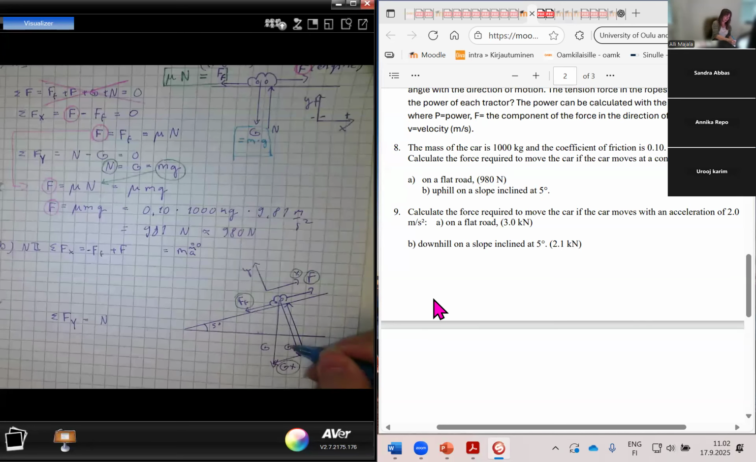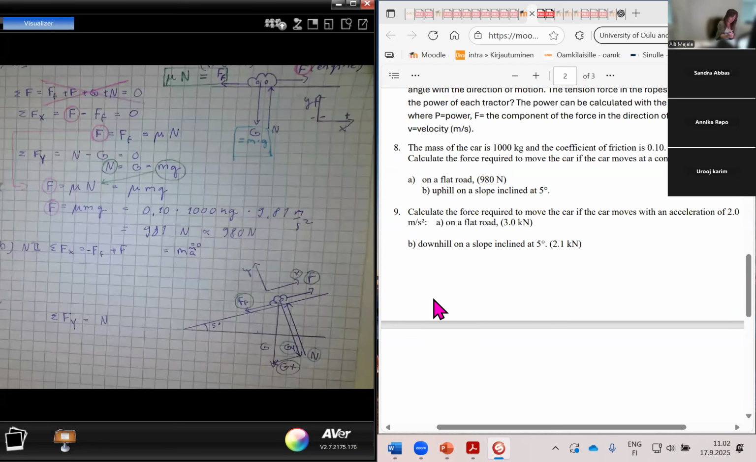And then here I got this. This is exactly what the slides were saying. So here we can now calculate the normal force. It's not the G anymore, but it's the y component of the G force. So let's put those things there.